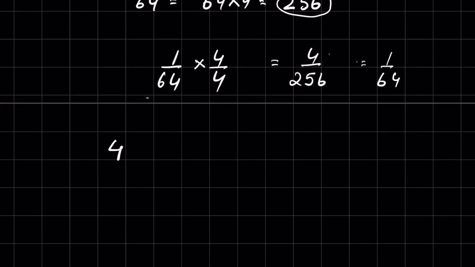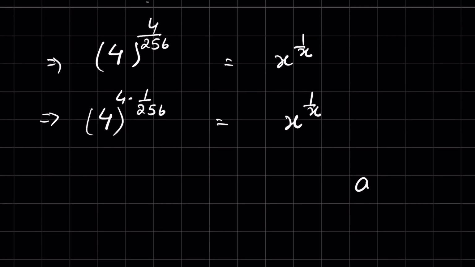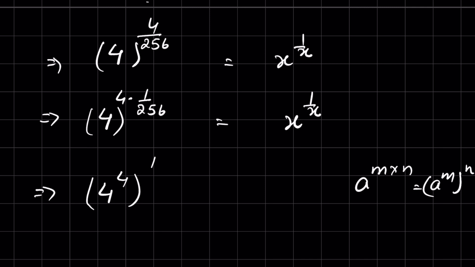Now we can write 4 raised to the power 1 upon 64 as 4 raised to the power 4 upon 256 is equal to x raised to the power 1 upon x. Now this is also equal to 4 raised to the power 4 times 1 upon 256 is equal to x raised to the power 1 upon x. Now when a raised to the power m times n, we can write it as a raised to the power m whole raised to the power n. So we can write 4 raised to the power 4 whole raised to the power 1 upon 256 is equal to x raised to the power 1 upon x.